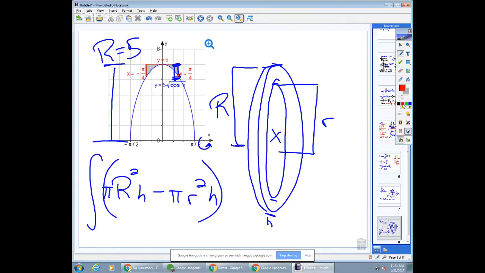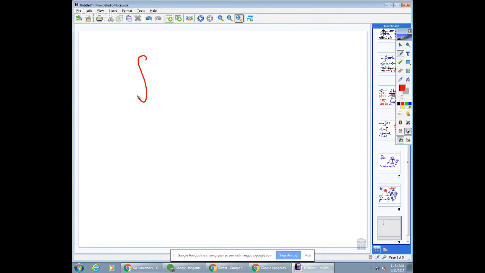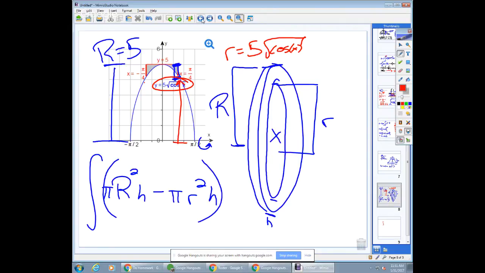So little r here has got to be the distance from here to the closest thing, which looks like 5 square root of cosine of x. Yeah, so little r would be 5 square root of cosine of x. And here they're saying only integrate from negative pi over 4 to pi over 4. So putting that all together, I think I have the integral. Oh, let's see here, go back. Is this with respect to x or with respect to y?